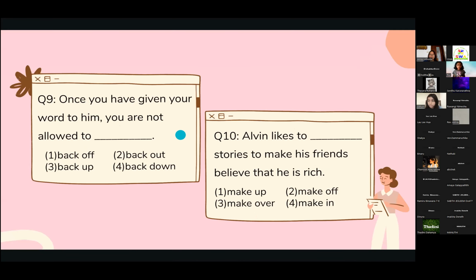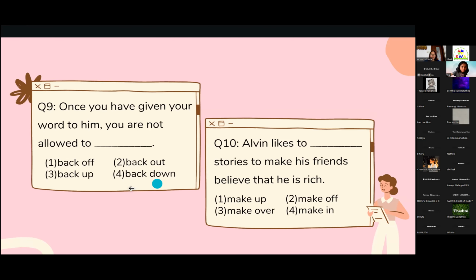Then question number 9. If anyone wants to read, you can just unmute yourself. Once you have given your word to him, you are not allowed to blank. Yeah, okay, then you can all type your answers.